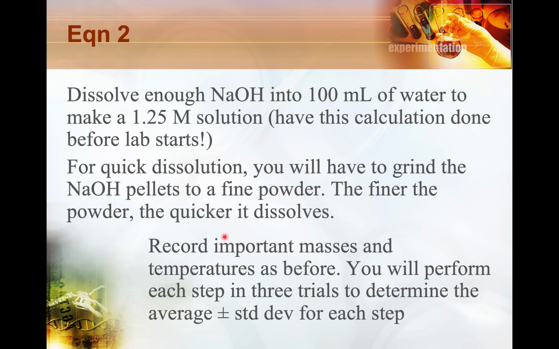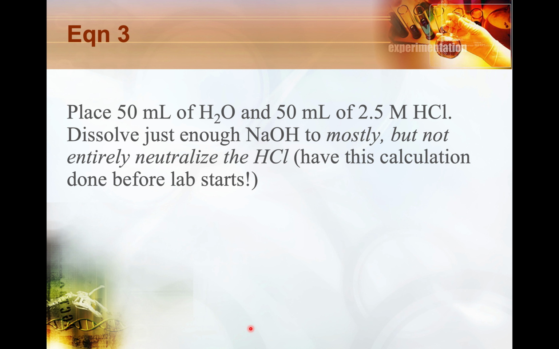Finally, for the third reaction, we're going to do the dissolution and the sodium hydroxide hydrochloric acid neutralization reaction. So you're going to add 50 milliliters of water, 50 milliliters of the acid solution, and then you'll dissolve just enough of the sodium hydroxide to mostly, but not entirely, neutralize the HCl. This way we can be sure that the sodium hydroxide is our limiting reagent, and you can calculate the number of moles from the sodium hydroxide. And again, you want to know how much you should be adding, so do this calculation before class starts.